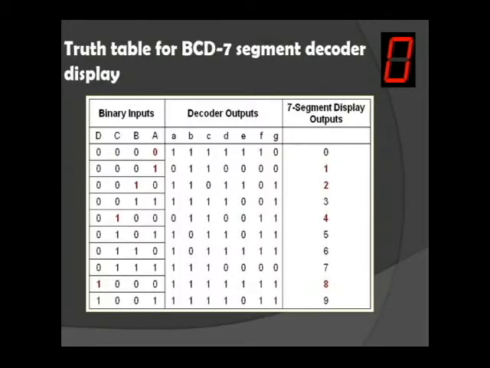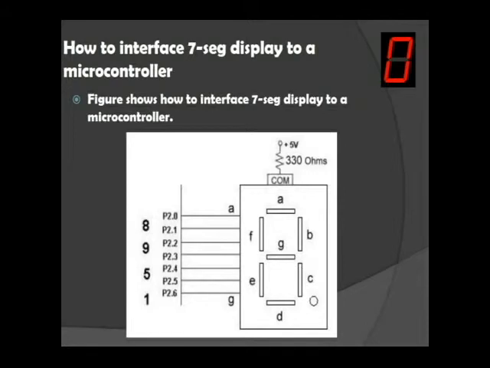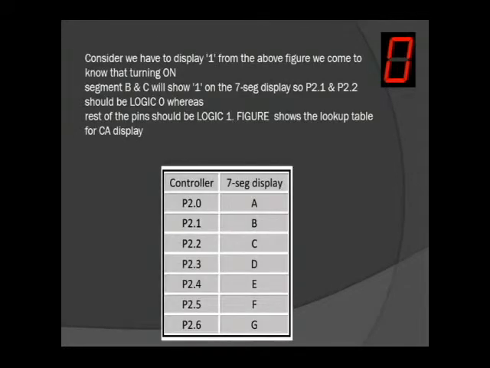This shows the truth table for the BCD 7-segment decoder display. Now, this figure shows how to interface a 7-segment display to a microcontroller. Consider we have to display 1 from the above figure. We have to know that turning on segments B and C will show 1 on the 7-segment display. So P2.1 and P2.2 should be logic 0, whereas the rest of the pins should be logic 1. The figure table shows the lookup table for the CA display, that is the common anode display.